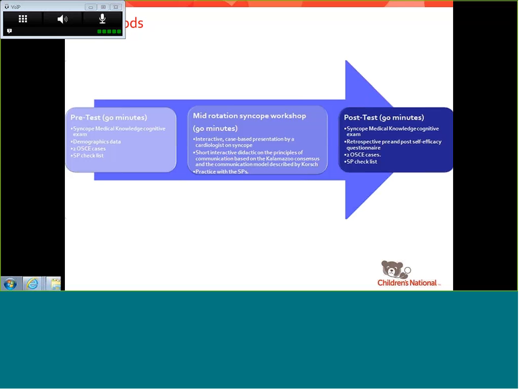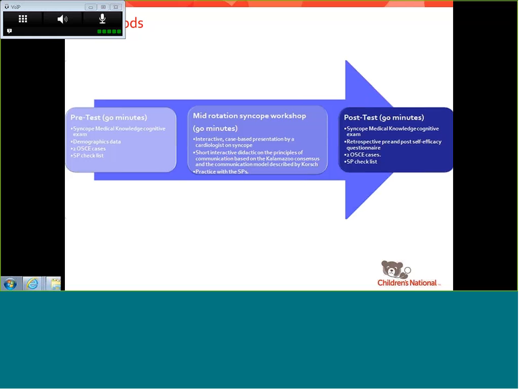At the beginning of the rotation, the residents spent time doing a pre-test of 7 questions on syncope. They filled out data on their demographics, and they met and counseled 2 OSCE cases, one of them requiring cardiology referral, and the other a benign simple fainting that could be managed at the pediatrician's office.